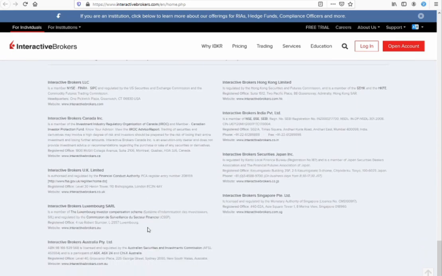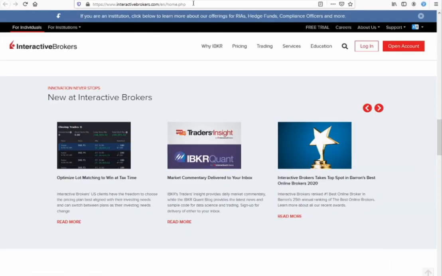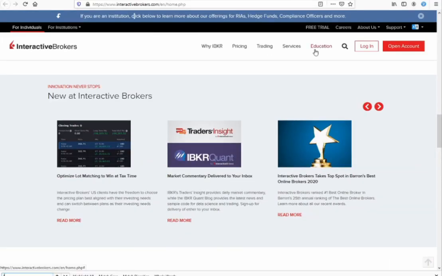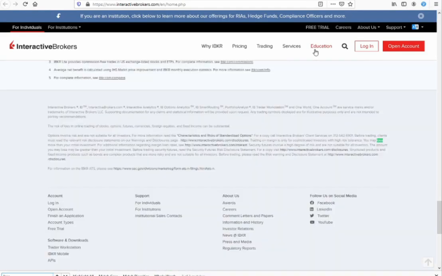Okay, and this is Interactive Brokers. This is the information. You may lose more than initial investment. You may lose more.